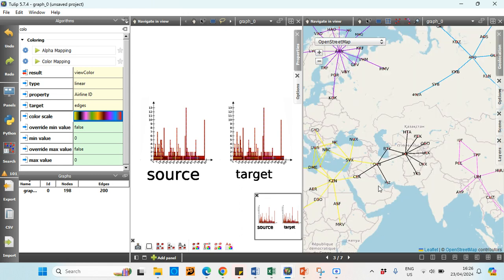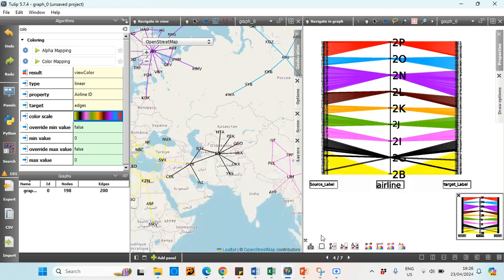Yes, because you notice this airline in red, which in yellow. Since they're here, you notice the airline in airline 2B and 2G. At least they have some different airports that they share, for example, this OVB and CEK.